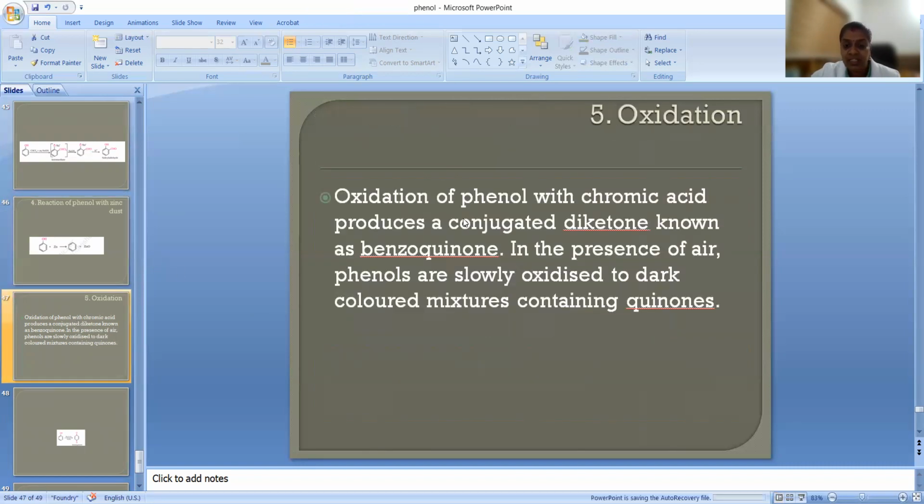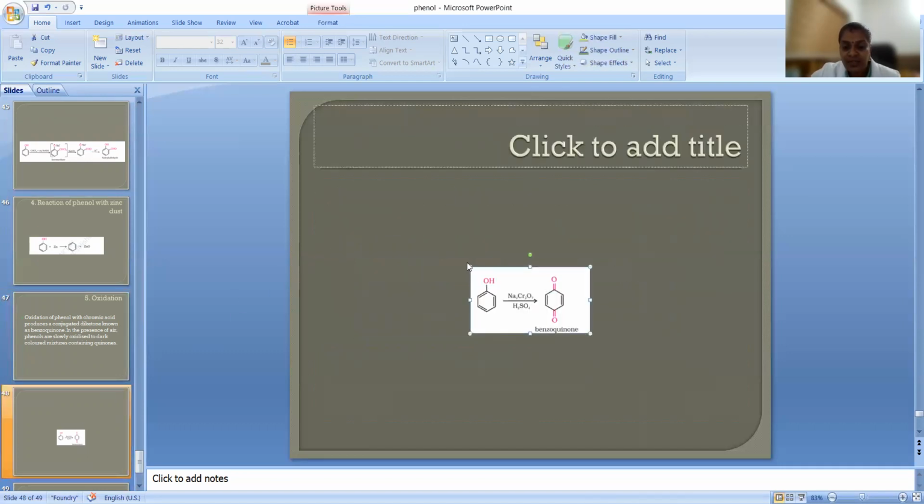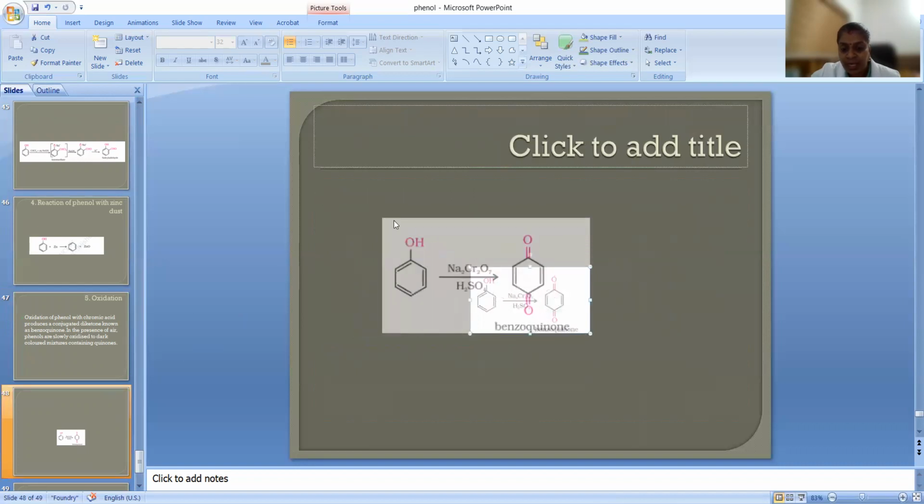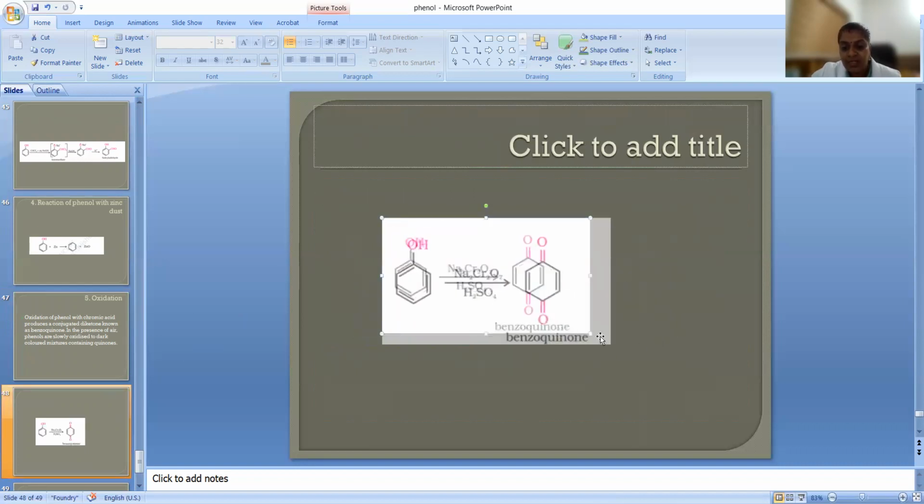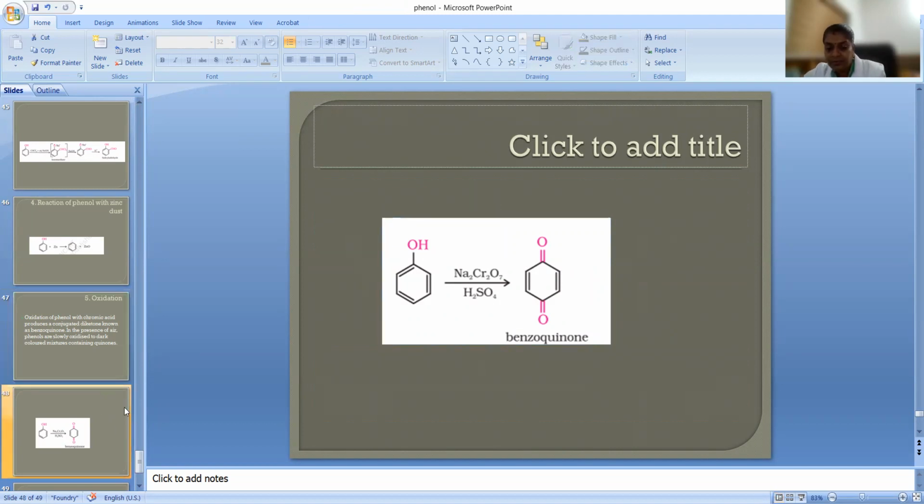Now there is one oxidation reaction also: oxidation of phenol with chromic acid. When the phenol reacts with chromic acid or sodium dichromate in the presence of an acid, it will convert into benzoquinone. Quinone preparation is also very important. Phenol is used to make benzoquinone. How? Oxidation with sodium dichromate, which is actually an orange colored substance. In the presence of acid, it will convert into benzoquinone.